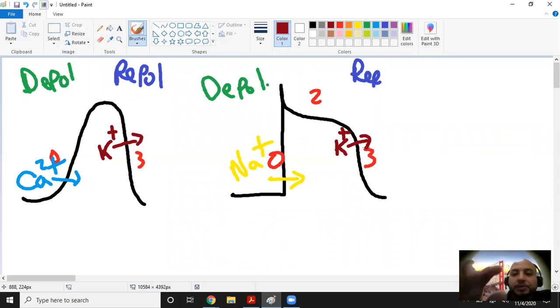Now, what about phase 2 in the ventricle? Well, here this is also calcium, but you see this calcium is not used for depolarization.